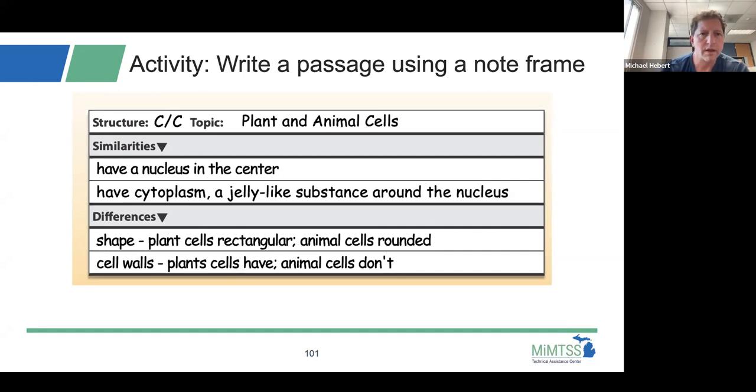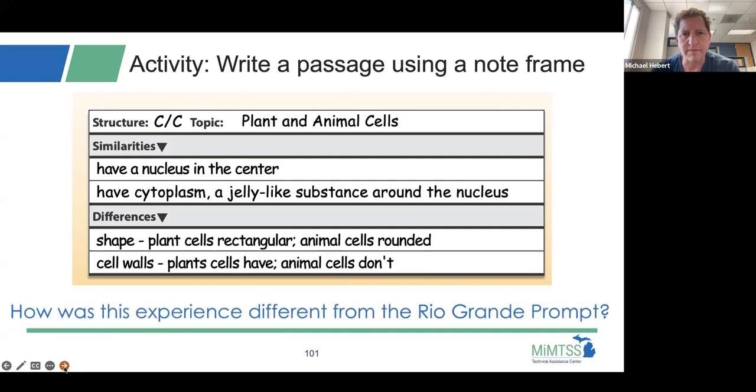Okay, I'm going to cut this one a little bit short, but you guys kind of get the idea. One of the questions I have for you around this is, how is this experience different from the Rio Grande prompt? Is this easier, or how did it make you approach the task a little differently?